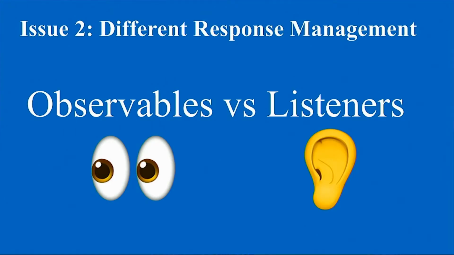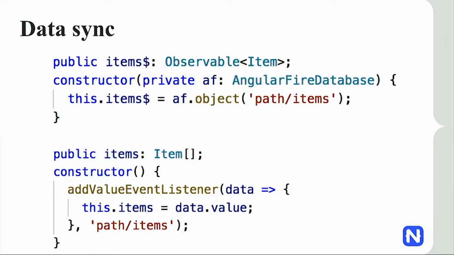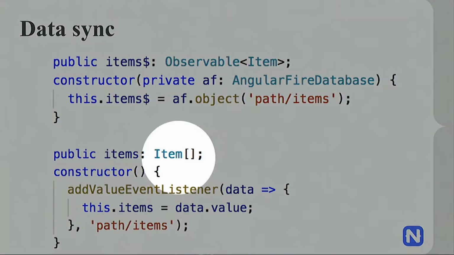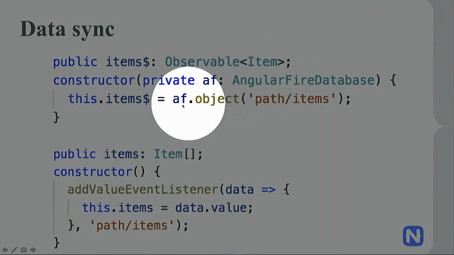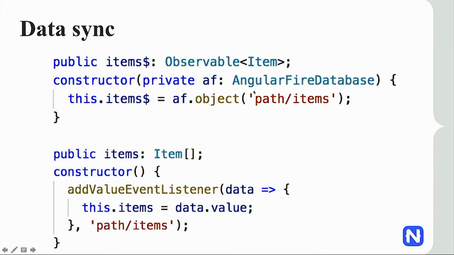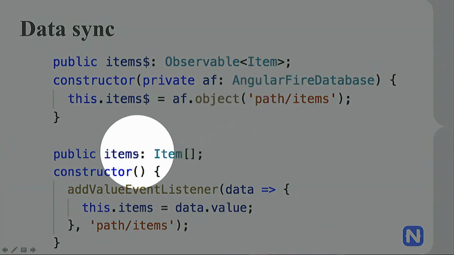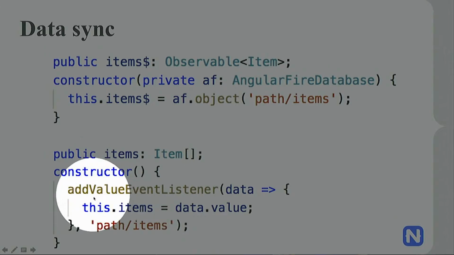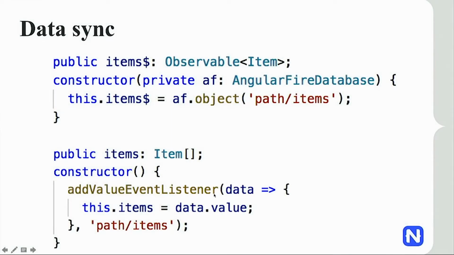The harder part came here, because it turned out that Angular Fire was based on observables, while the NativeScript plugin was completely based on listeners. So I had to call add listener to get the data. So these are the two approaches. This was web: if I called my Angular Fire database, I would get an af.object, and that would give me an observable. In NativeScript's case, I would have to call add value listener, and then do something every time that callback came back.